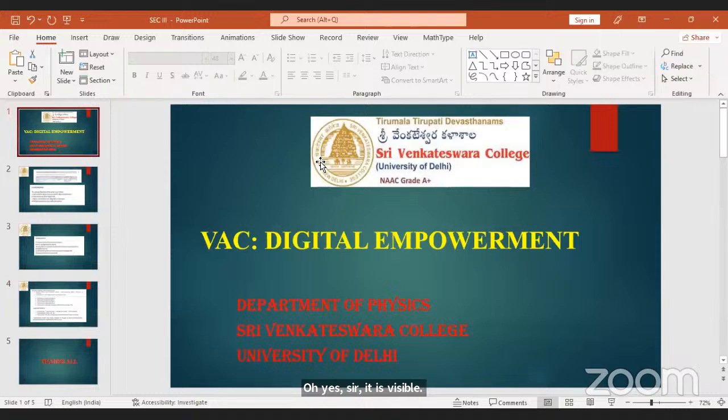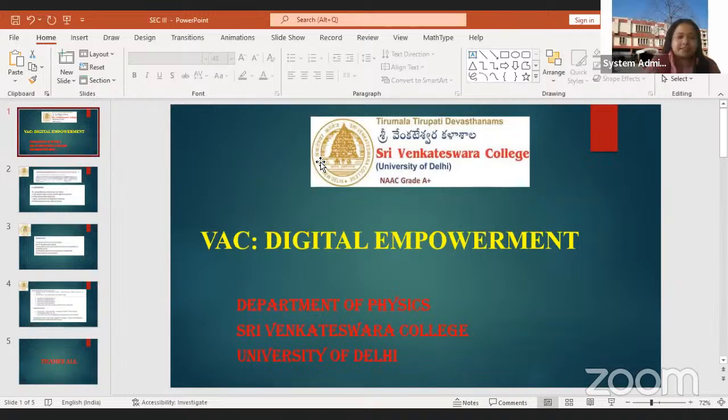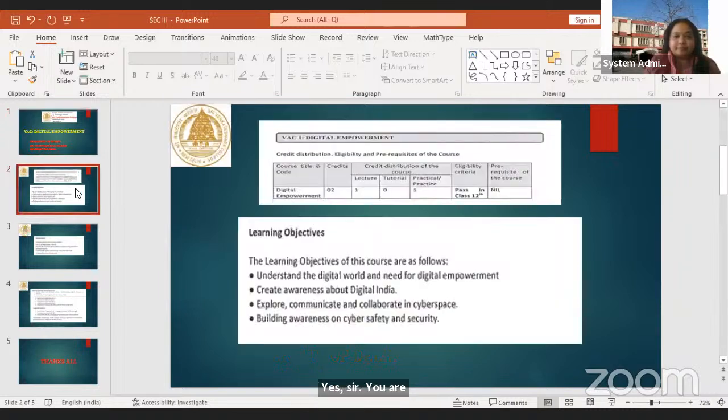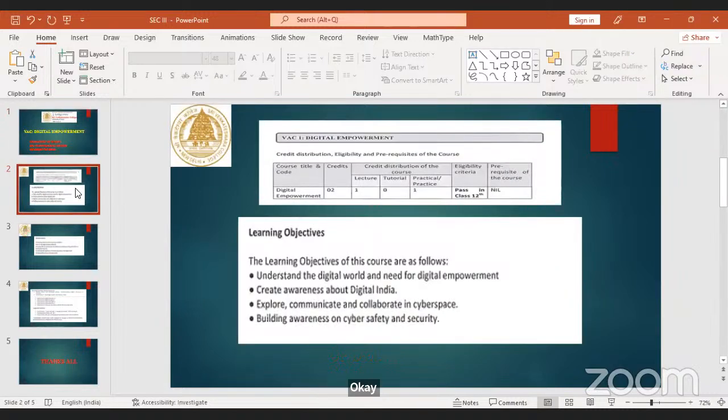Students, very good afternoon. This is a VAC course, Digital Empowerment, offered by the Department of Physics, myself, Dr. V. Raghavendra. Am I audible? Yes, sir, you are. Okay. Before going to the course, this is the prerequisite. Digital Empowerment consists of 2 credits, lecture 1, practical 1. The eligibility criterion is class 12th. There is no prerequisite for the course.